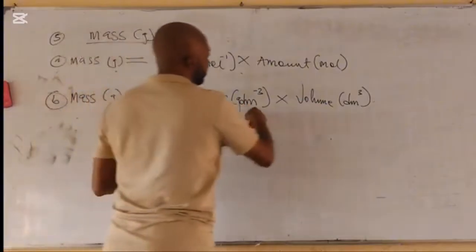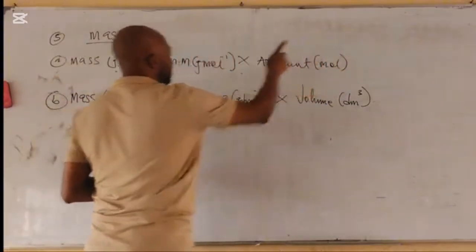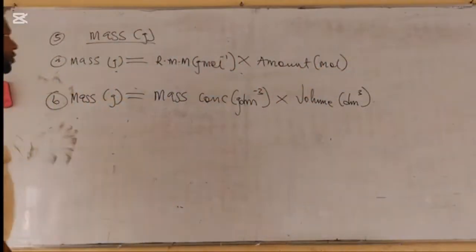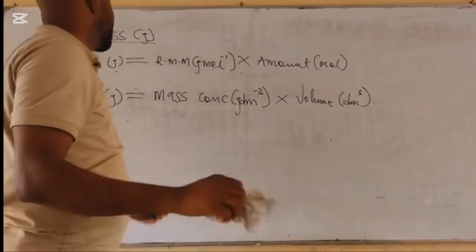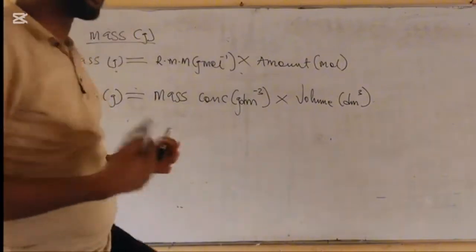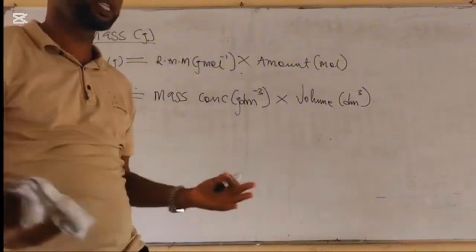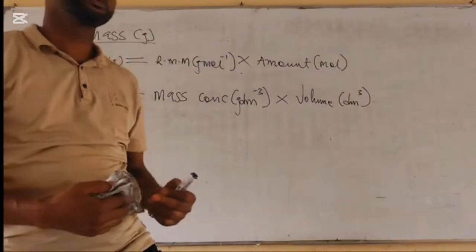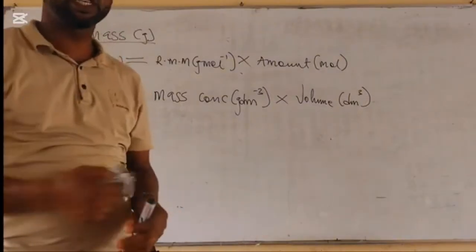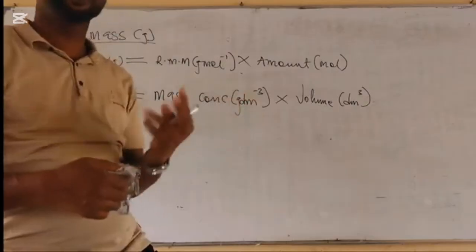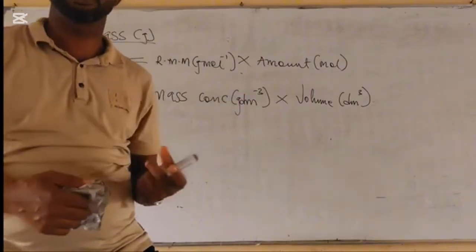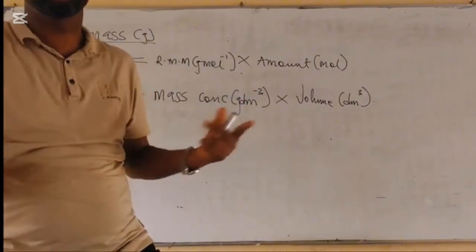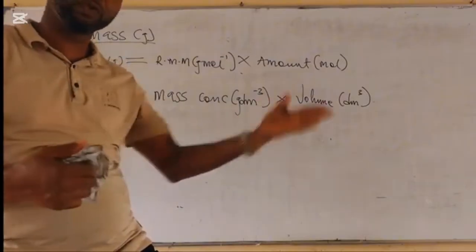Now, dm cube, we'll take out dm cube, I'll be left with gram. That is another formula for mass. So here, we're trying to get all the various formulas that can be used when we are carrying out calculations in volumetric analysis, be it redox or whatever it is. And our fervent understanding of these formulas really will help us to move forward, to go faster.